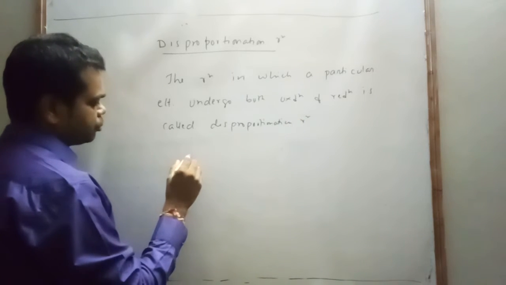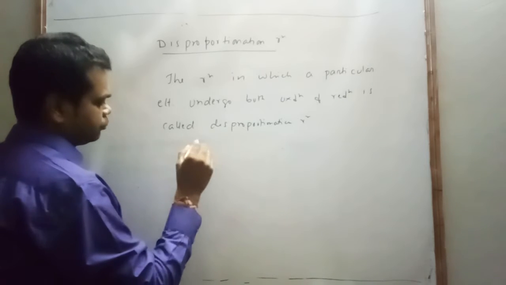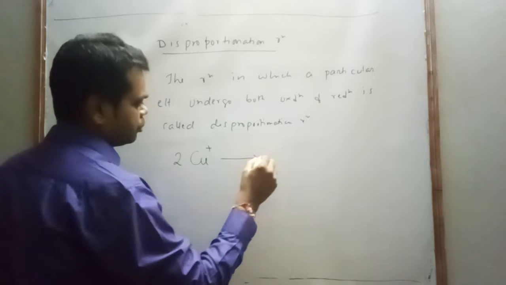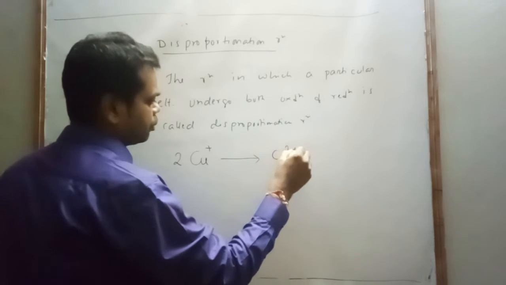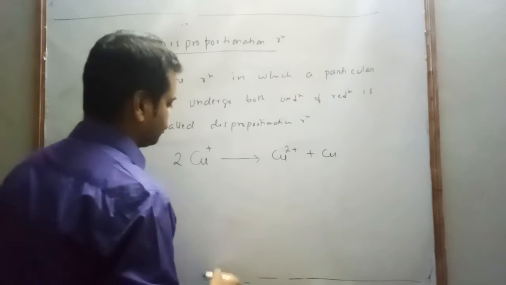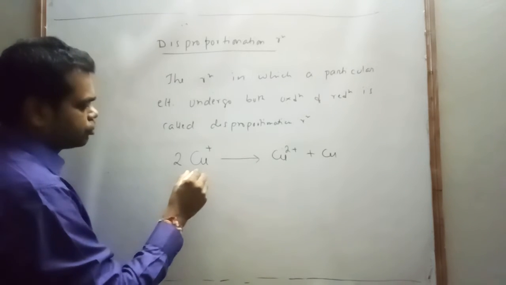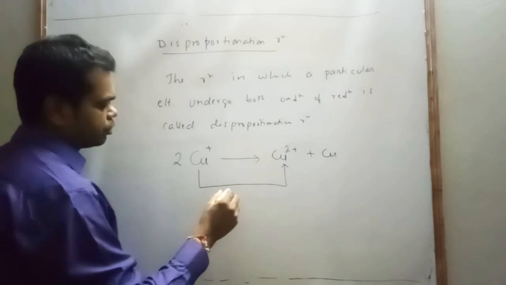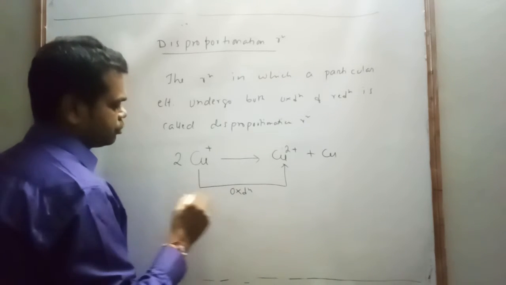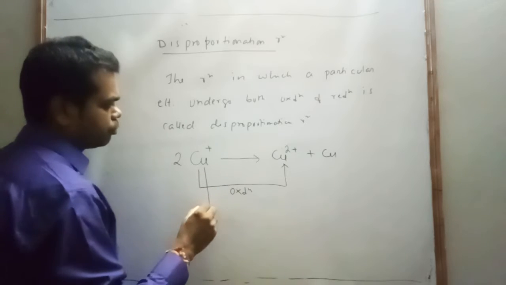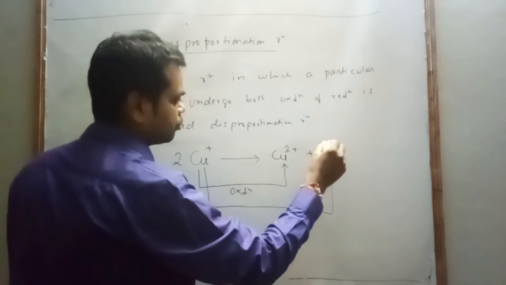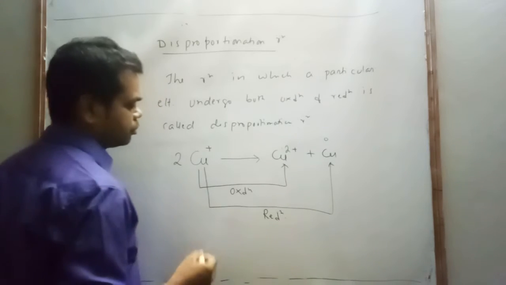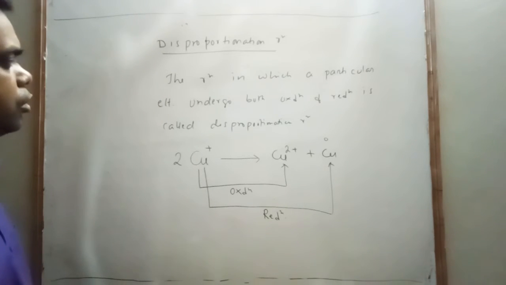For example, if I take this one, 2 Cu+ gives you Cu2+ plus Cu. So from this Cu+ we have Cu2+. This is oxidation, and from this Cu+ to Cu with no charge, meaning 0, this is your reduction. So this type of reaction is called a disproportionation reaction.